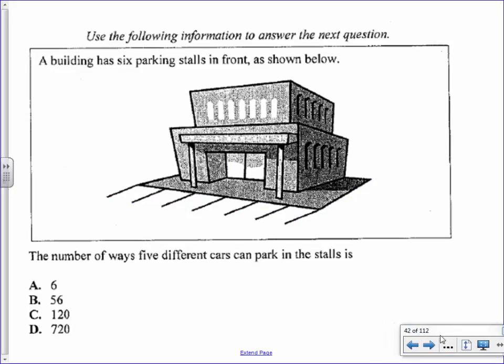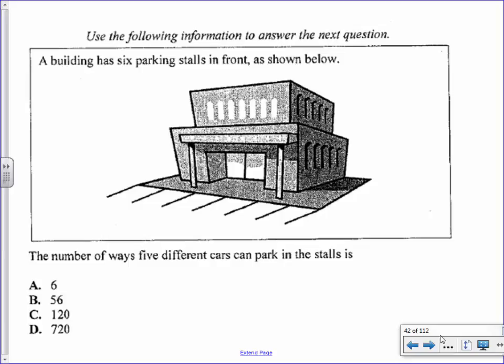You've got a building, and out front there's 6 stalls, and we need 5 cars to go in the 6 stalls. How many different ways could those cars go in the 6 stalls? Any thoughts? No car. Well, like one of the stalls is not going to have a car. Does that make sense?